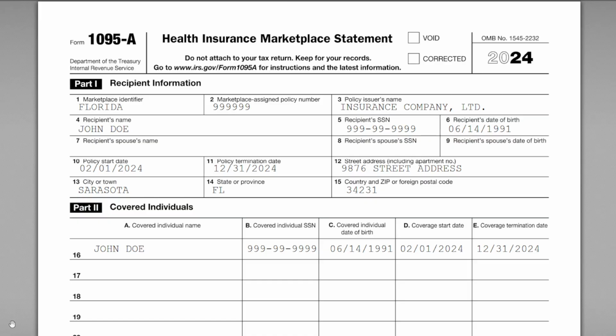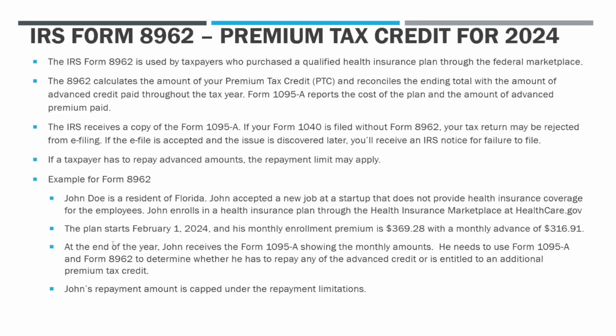All right, so John, at the end of the year, when he's doing his 1040, he gets his 1095A, and he uses those details to complete the 8962. Now, in this fact pattern, we're going to see that John is eligible for the premium tax credit, but his advances exceeded what he, in effect, should have gotten. And so he's going to have to repay some of the amount, but there are going to be repayment limitations in place, so he's not going to have to repay the whole thing.